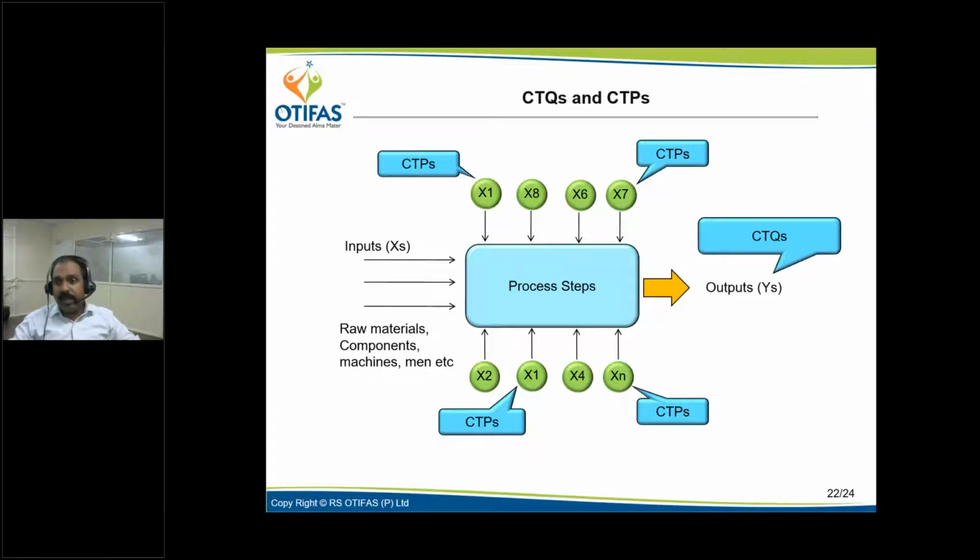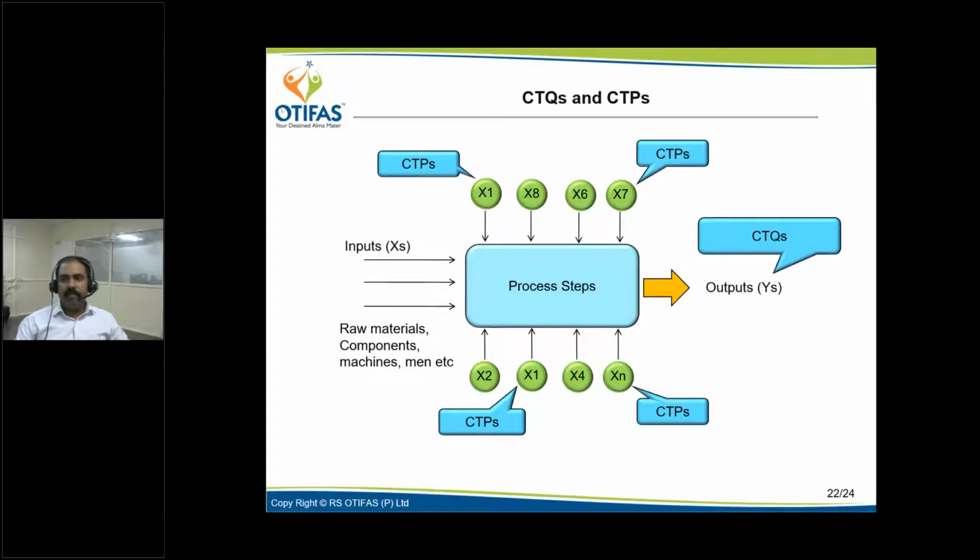But CTPs, you can have many. You can consider this as one of the CTPs, this as one of the CTPs, and you don't consider this one, because CTP is critical. You have how many inputs? 1, 2, 3, 4, 5, 6, 7, 8, or n number of inputs. But among the n number of inputs, your process knowledge will help you to identify those CTPs which are more critical. If you identify this, it is well and good.